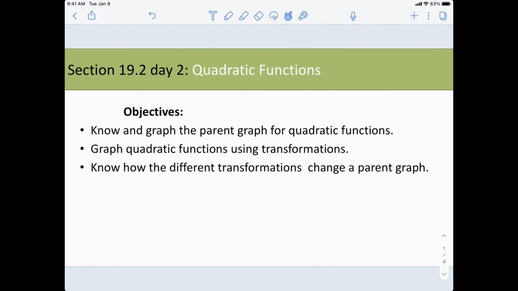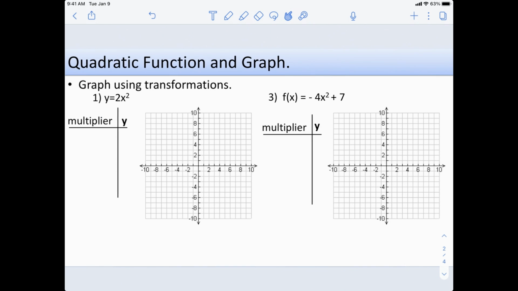Hello, this lesson is about quadratic functions and how to graph using the multiplier of a in front of it, using transformations and not having to put points in. All right, so here you can see that we have a number in front. We have a 2 in front. So what I'm going to do is graph the parent function first.